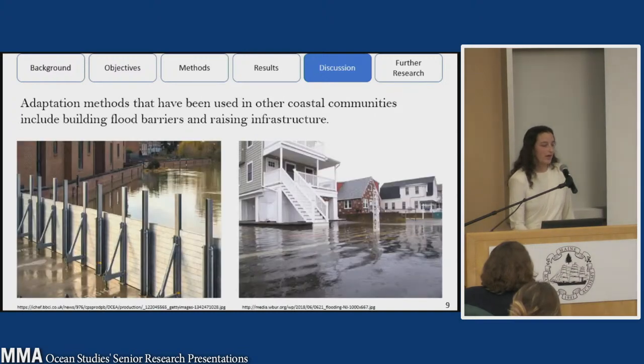So what do we do about it? I can't say specifically what I believe the town of Castine should do, but there are many different adaptation methods that coastal communities have already started implementing around the world, such as building flood barriers, which can be seen here on the left, or raising homes and other infrastructure, which can be seen here on the right. What each town decides to do is totally going to be different from other towns. It really just depends on a lot of things, but especially cost and convenience.